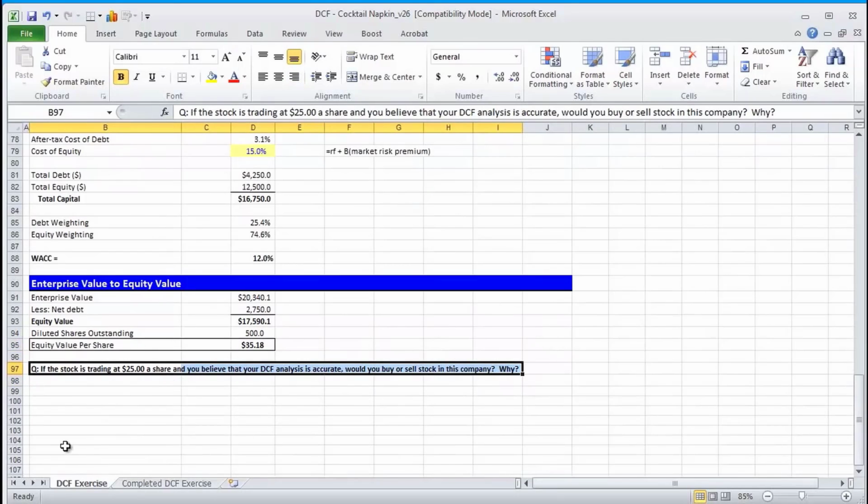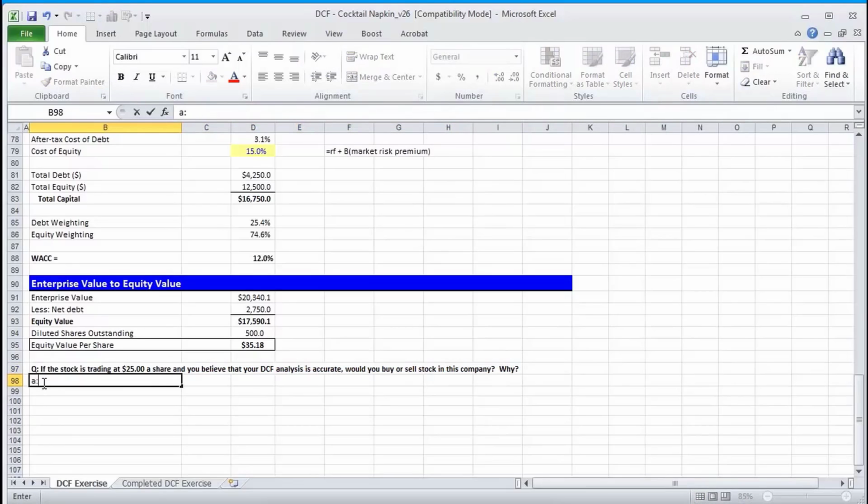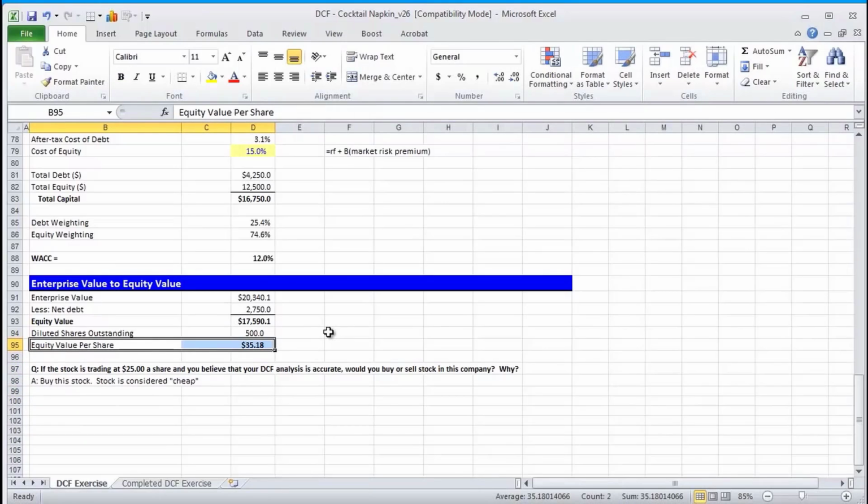So if we take a look at this question, if the stock is trading at $25 a share, and we believe that the DCF analysis is accurate, would we buy or sell the stock? I believe that if our DCF analysis is indeed correct, we're going to want to buy this stock. Well, the reason is because if we believe that the stock should be valued at $35.18 and it's valued at $25 a share, then the stock is considered cheap. So we would want to go ahead and buy it. Okay? So now you can see how you can use this really powerful analysis to make decisions for investments or trading or whatever it is you might be doing with the DCF.